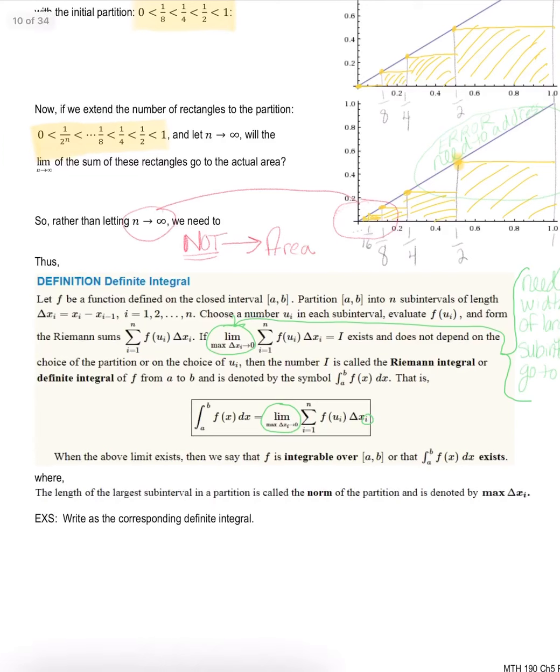All right, so for these, all we're going to do right now is just go back and forth between the notation. So right now, if I say the limit of the max of delta x sub i, so the width of the largest subinterval going to 0, of the sum as i goes from 1 to n of 2 u sub i cubed times delta x sub i on the closed interval from -1 to 0, we want to write that as the corresponding definite integral.